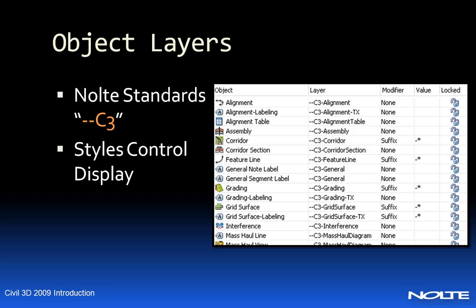We still are going to use styles to control the display of the object. For like surface contours, we have a style that draws major and minor contours using the properties of the standard multi-layers. So we'll still use styles for that, but just kind of make you aware of what's going on behind the scenes here.